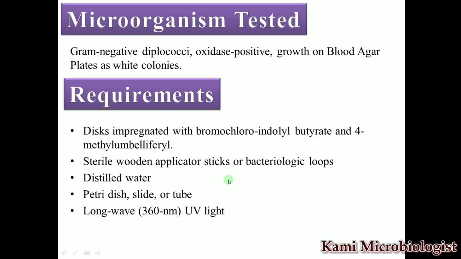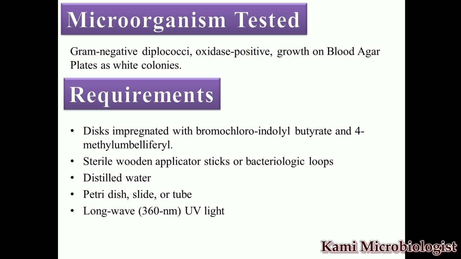Now if we look at the tested microorganisms, we mostly test those microorganisms that are gram-negative diplococci, oxidase positive, and mostly those bacteria that grow on blood agar and show white colonies.